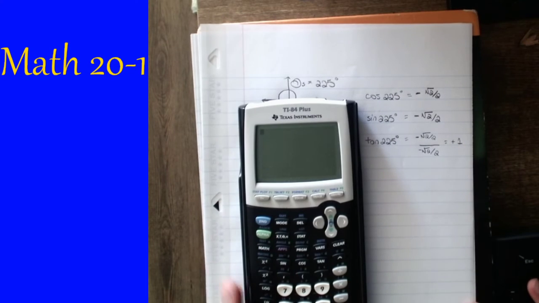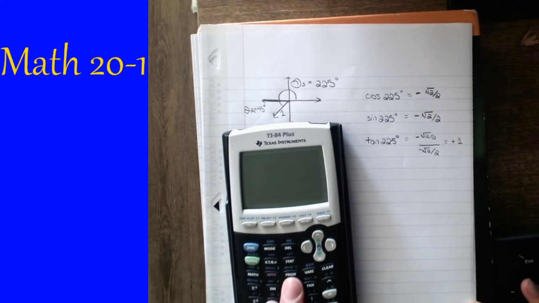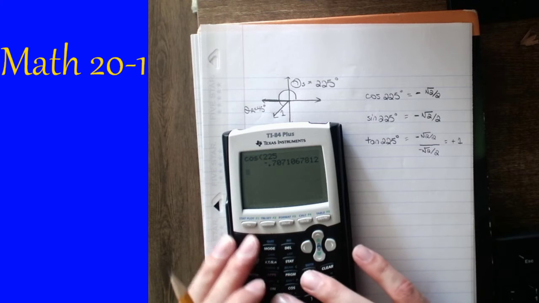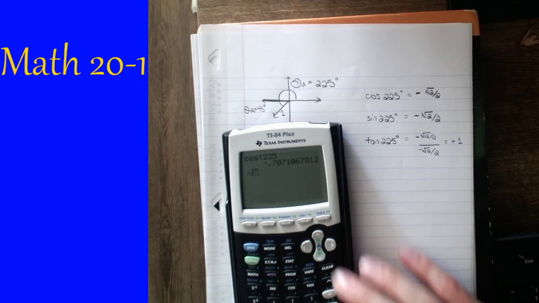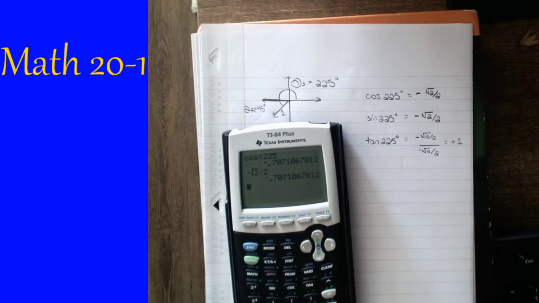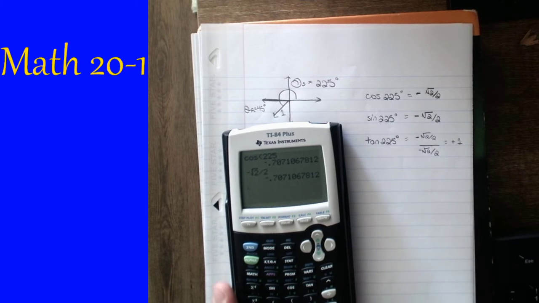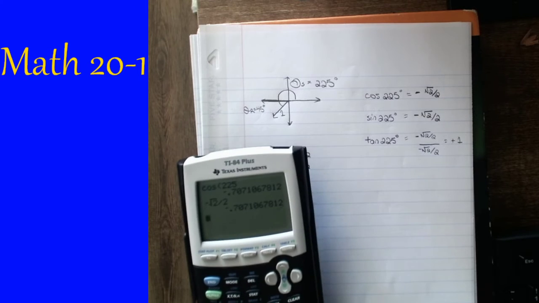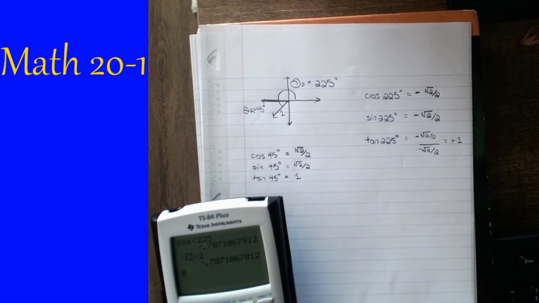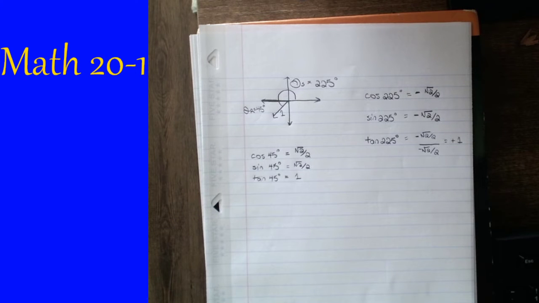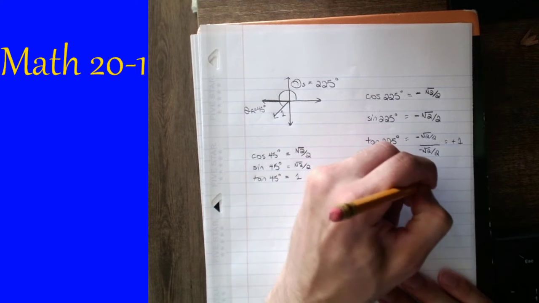So what we'll also do is we always want to check our answer. Cosine of 225 is this negative 0.707, and this also happens to be our negative root 2 over 2. So that tells us that we're correct. That's our ratio.